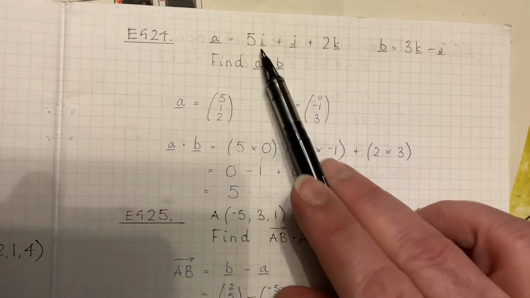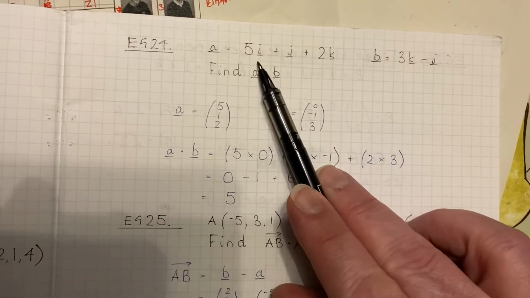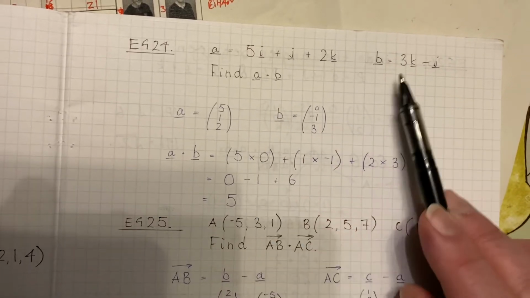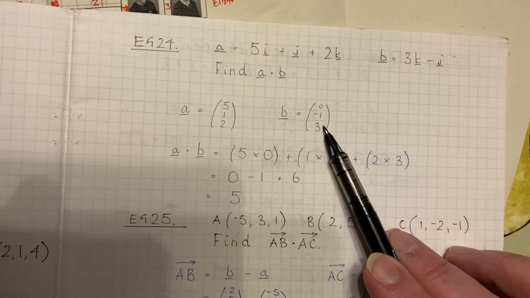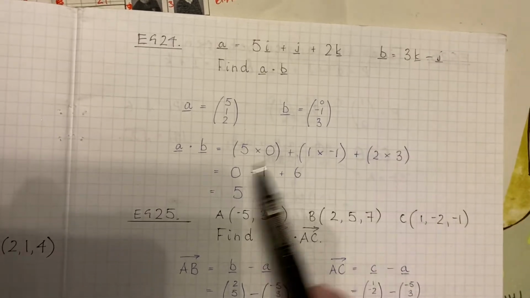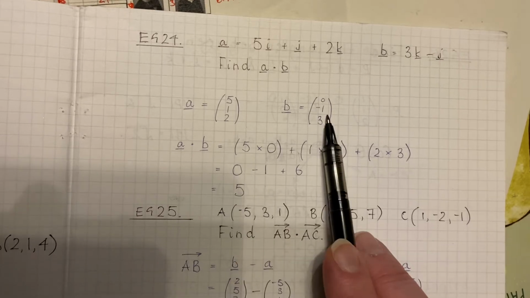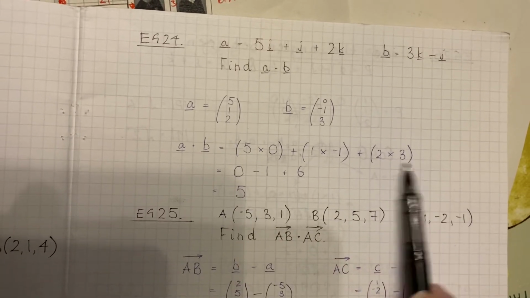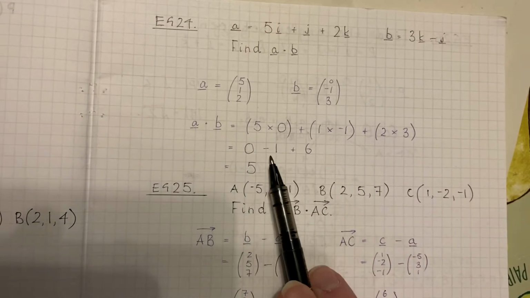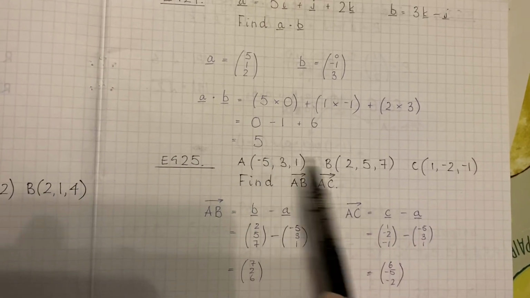So looking at another one where we've been given the vectors in this form. So A dot B, write these as position vectors in column form. So 5, 1, 2 and 0, negative 1, 3. Be careful, remember, of that one. So A dot B is 5 times 0, 1 times negative 1, 2 times 3. So 5 times 0 is 0, minus 1 plus 6 is 5.